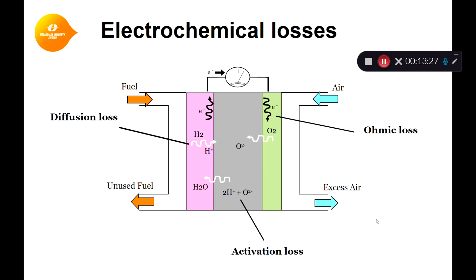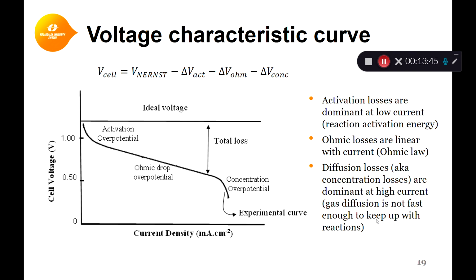So this is a graphic representation of the losses that we have. Activation losses related to activation of the reaction, diffusion losses related to diffusion of the gases, and ohmic losses related to the current through the external circuit. So the actual voltage is the difference between the ideal Nernst potential and the losses.